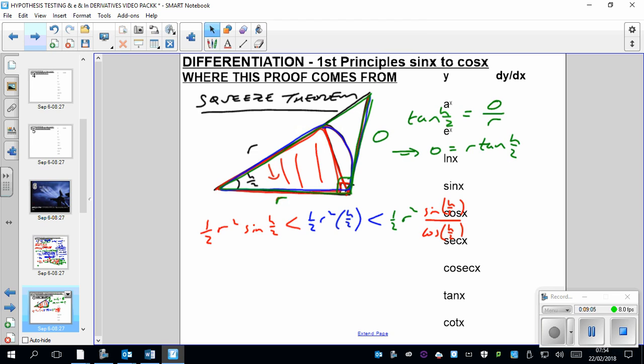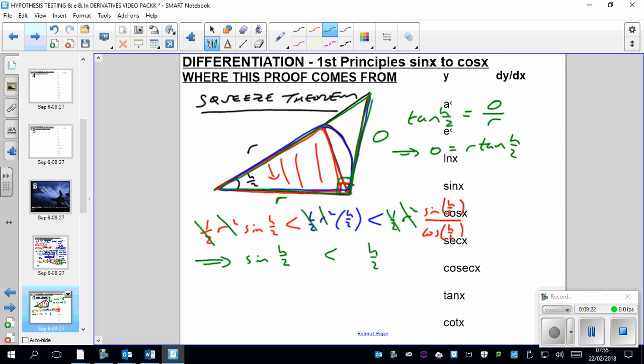So here we go. What can we get rid of then? Before we take any limits, you can see that the halves cancel. I can see that the r squareds cancel. All right? So at the moment I've got sine h over 2, I've got h over 2, and I've got sine h over 2 over cos h over 2.